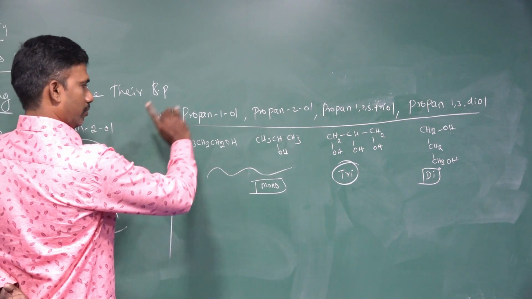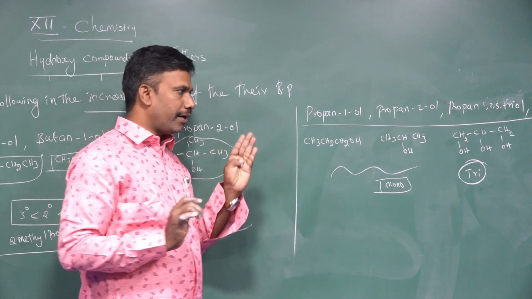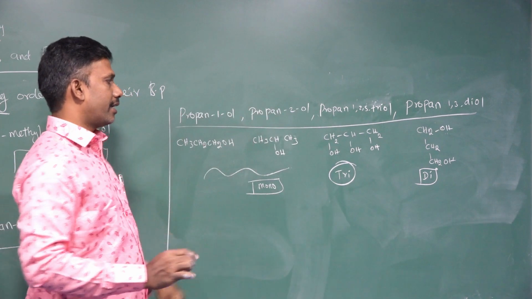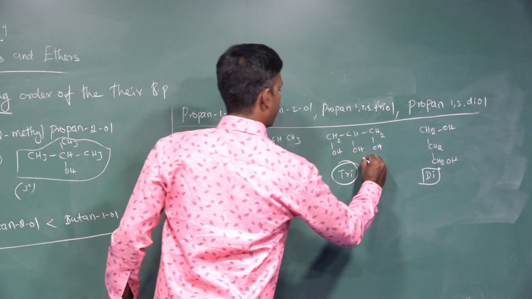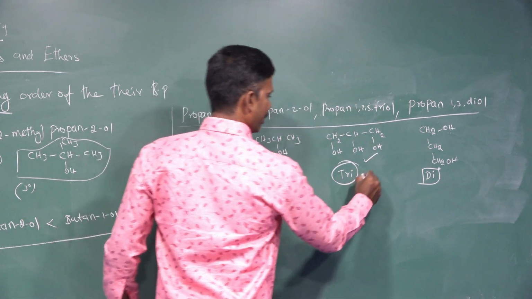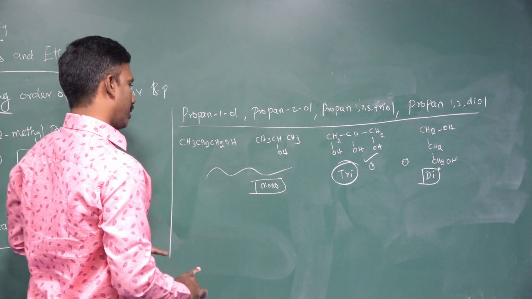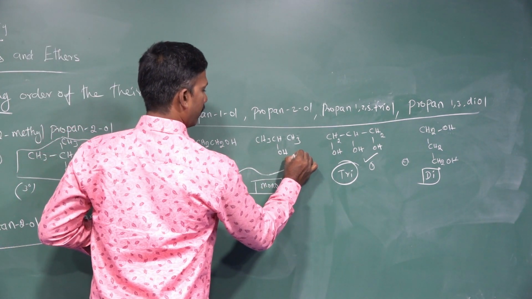Now, you know very well they are asking for increasing order of boiling point. Boiling point increases as the number of OH groups increases. Obviously this one contains three OH groups, so it will have the highest boiling point. Then this one is number 1, this one number 2. Among the isomeric ones, primary will have more, so this is number 3. This will be number 4.